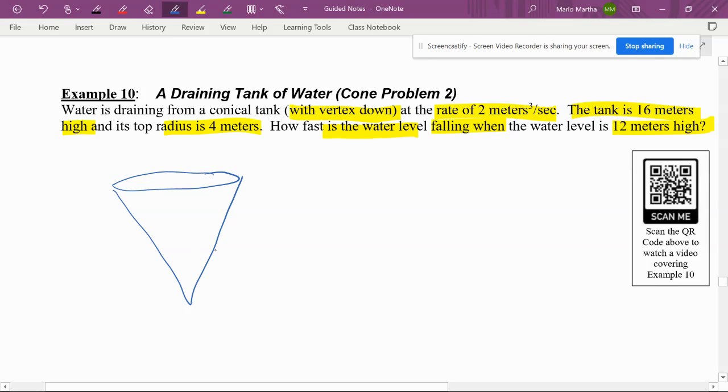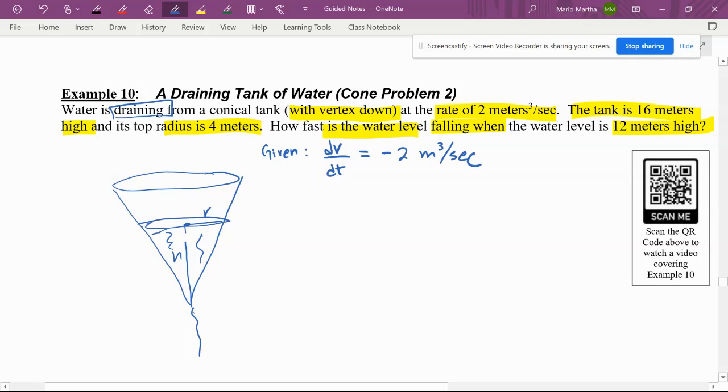The vertex is down, and remember we have a radius, and then we have our height. Say the water is right here, and it's pouring out of here. So the givens, let's write those down first. We're given that dV over dt is, since the water is draining, decreasing, so negative 2 cubic meters per second.